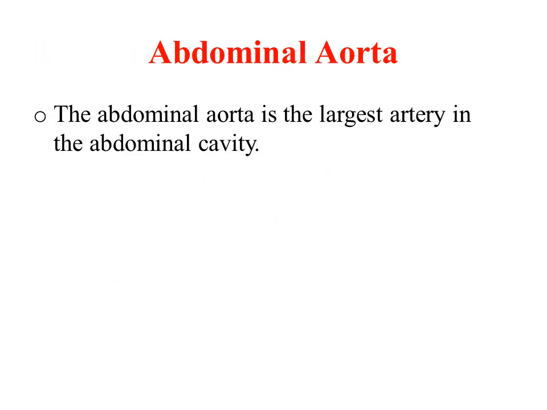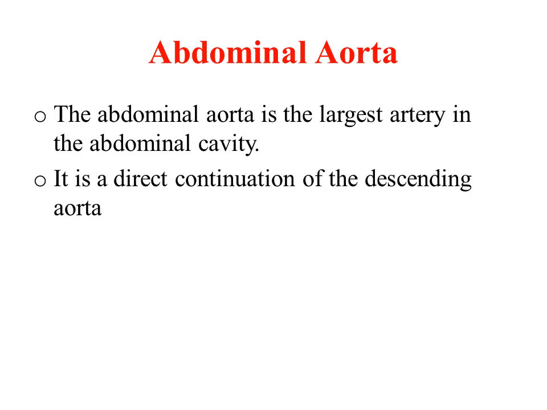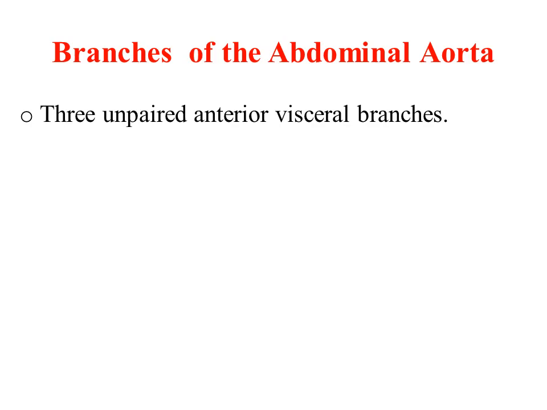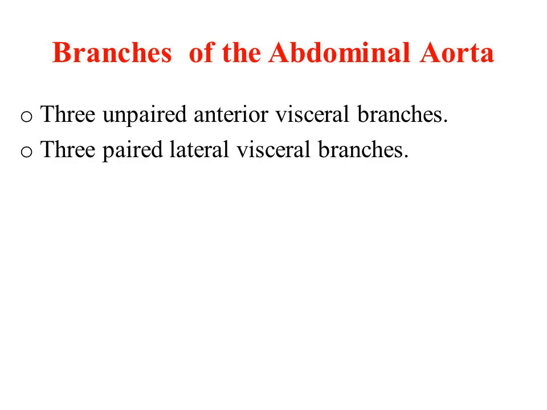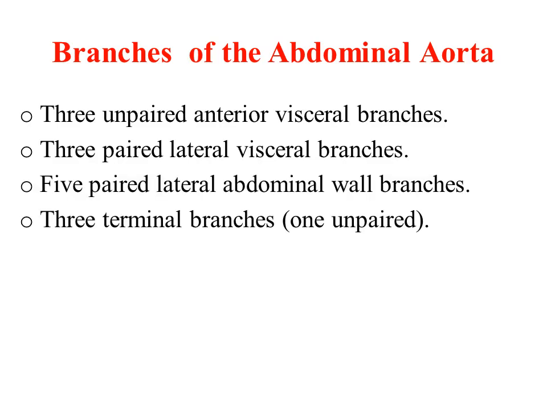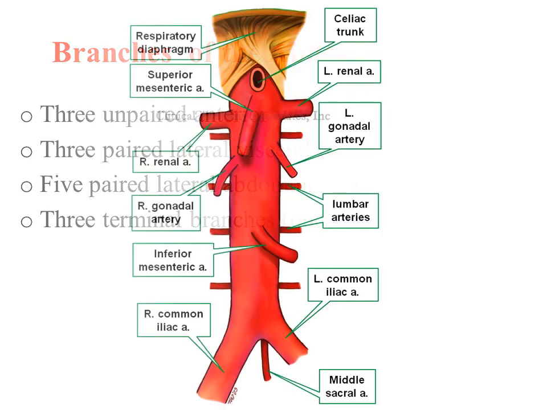The abdominal aorta is the largest artery in our body and the largest artery in the abdominal cavity. It is a direct continuation of the descending aorta extending from T12 to L4. Branches of abdominal aorta: we have 3 unpaired anterior visceral branches, 3 paired lateral visceral branches, 5 paired lateral abdominal wall branches, and also 3 terminal branches, 1 unpaired.